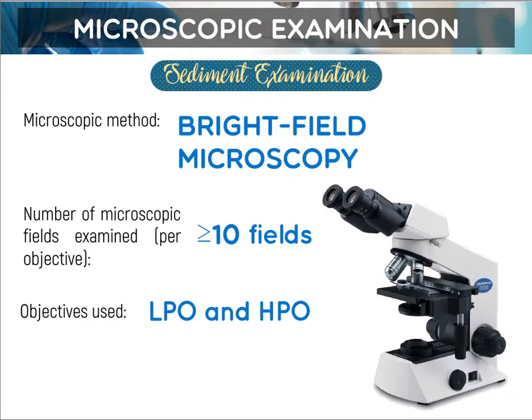So, we use the bright field microscopy, and then we read under more or less 10 fields. We use the objectives, your LPO and HPO. So, we have to use LPO first to detect your cast, because usually ang cast they are highly refractile. So we use LPO, dapat pahinayan gamay ang light para maklaro nato ang cast. And then siya pud atong i-identify kay dali man gud siya mo disintegrate. Okay, so if nalibog mo sa cast, turn to your HPO na.